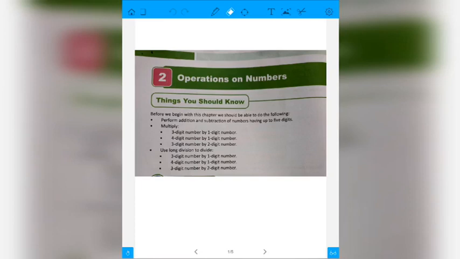As you can read over here, the 3 points written: perform addition and subtraction on numbers having up to 5 digits, multiplication or division. So let's get back to the topic directly. The first topic is addition.